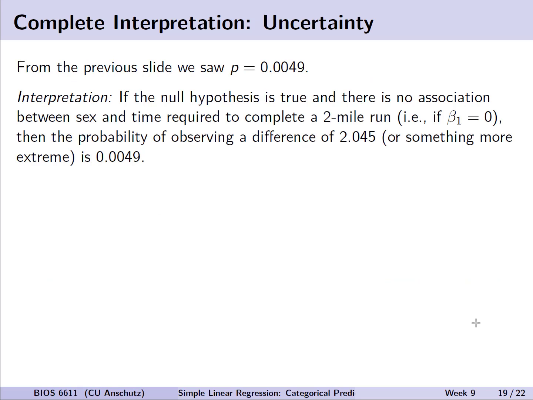The final step before we tie everything together is to provide some measure of uncertainty. And again, here it's going to be the p-value we saw on the previous slide of 0.0049. Specifically, its interpretation is that if the null hypothesis actually was true and there was no association between sex and the time required to complete a 2-mile run, then the probability that we would observe a difference of 2.045 minutes or something more extreme is 0.0049. So again, pretty unlikely if the null hypothesis was true.